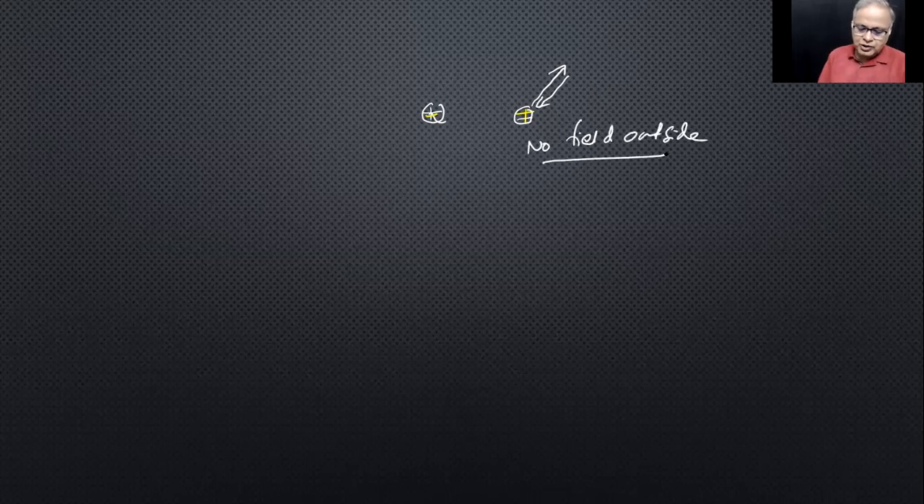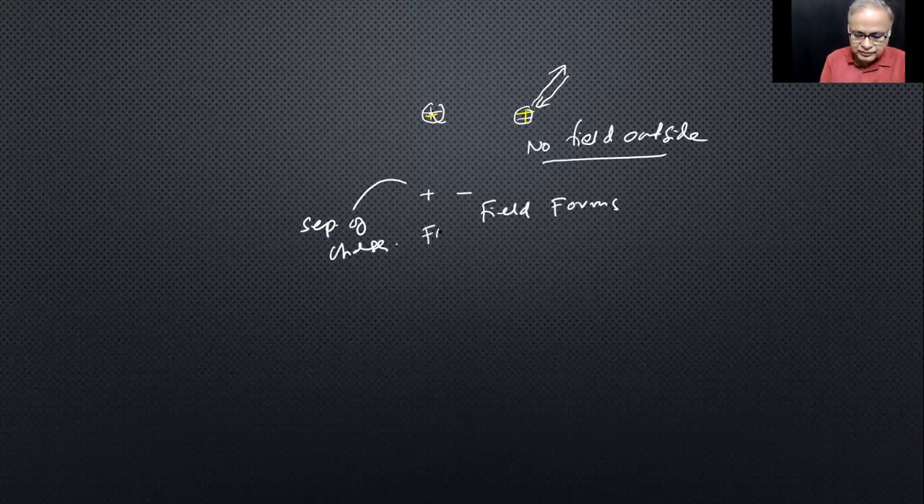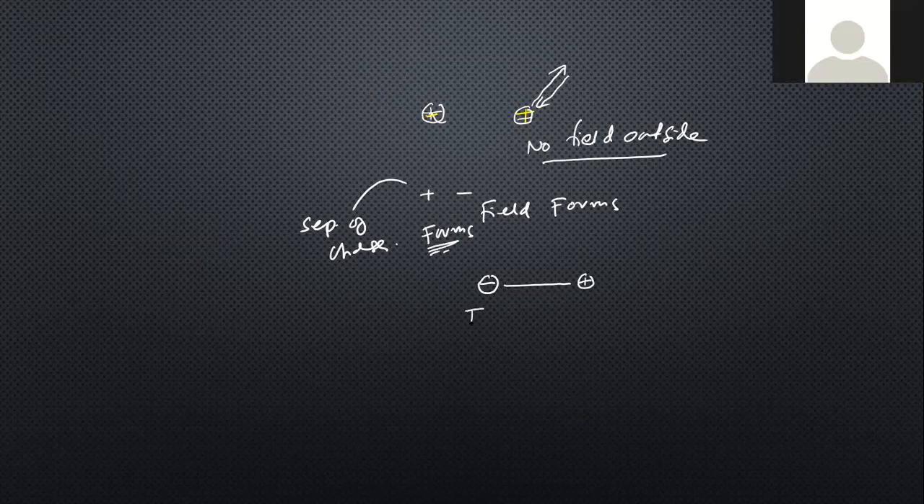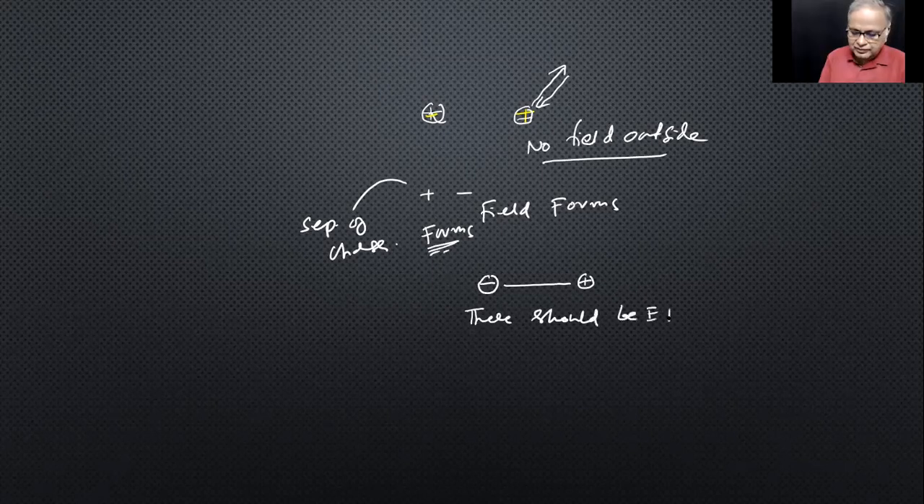But the moment you separate charges, field forms. This is separation of charges. It forms a field. So when I said a dipole is a minus charge and plus charge somewhat separated like this, there should be an electric field around it.